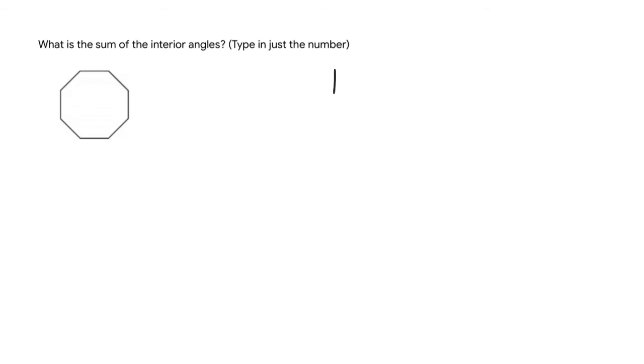Okay, on this one, we're going to use the formula for the interior angle sum, which is 180 times n minus 2, n being, well, I'll put an m there, n being the number of sides.